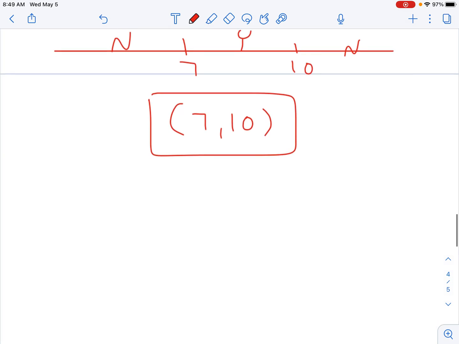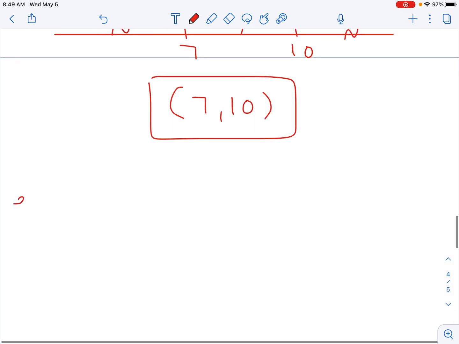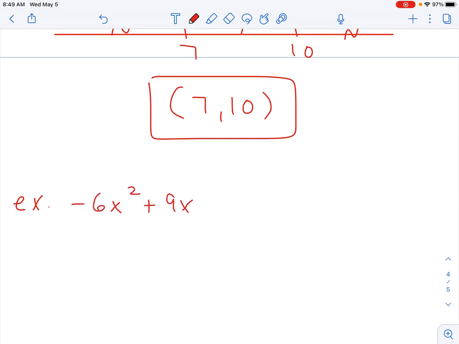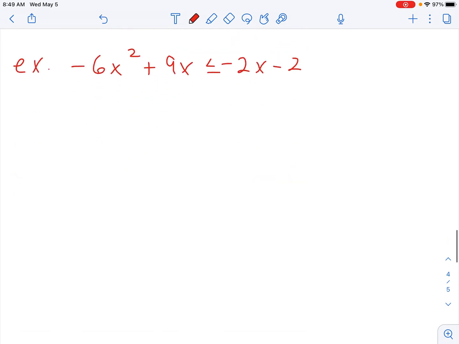All right, last but not least, my last example. If I had negative 6x squared plus 9x is less than or equal to negative 2x minus 2. So I'm going to solve this just the same way. If I get everything on one side, that gives me negative 6x squared plus 11x plus 2 is less than or equal to 0.